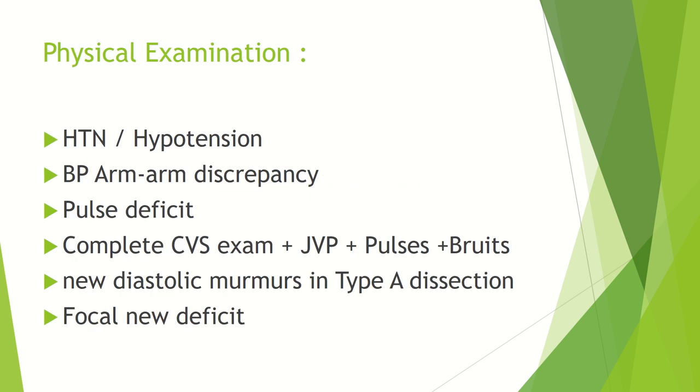For physical examination, you ask for the vitals of the patient. Usually it will be hypertension, but it can also be hypotension due to bleed into retroperitoneum. You have to ask for the blood pressure and specifically in both arms. So there will be an arm to arm discrepancy. You will also find a pulse deficit when you will be palpating the pulses of the patient. For example, if the left subclavian artery has a dissection, you won't be able to feel a left radial pulse.